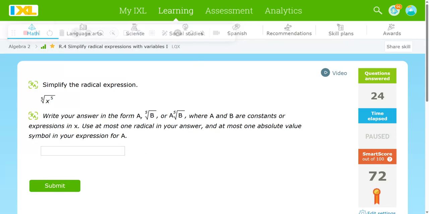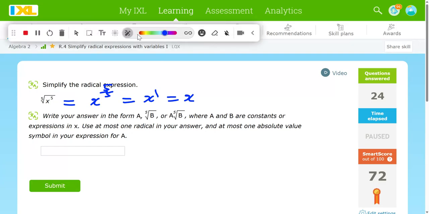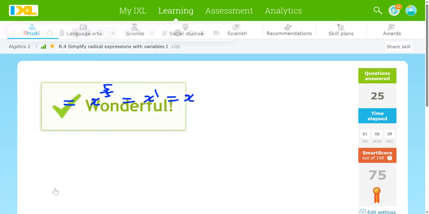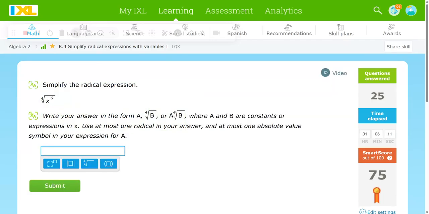Fifth root, and then you have x to the 5. So the answer should be x. If you do it slowly, it should be x power 5 divided by 5. Should be x power 1, but you don't have to write power 1. That's it. I will put in the answer is x, and then I'm done. Submit, voila. Okay. Next one.